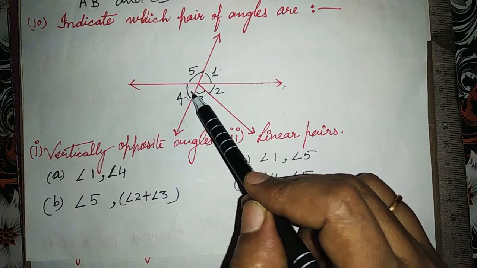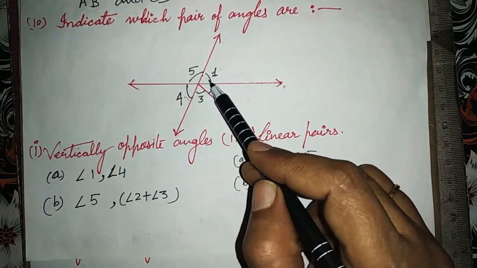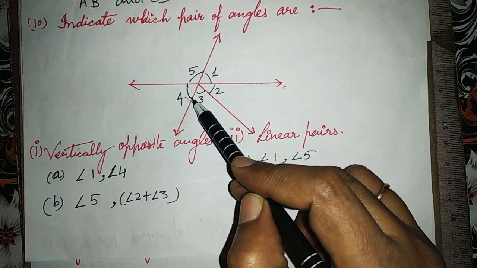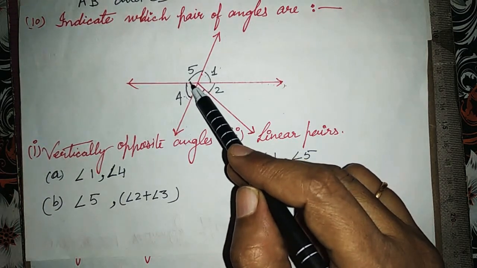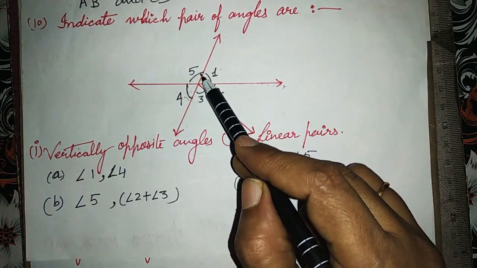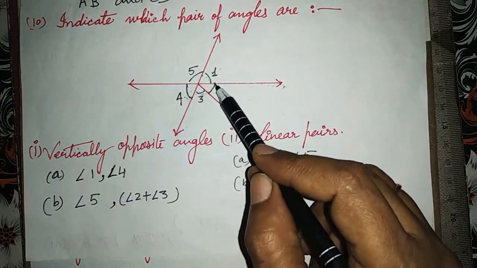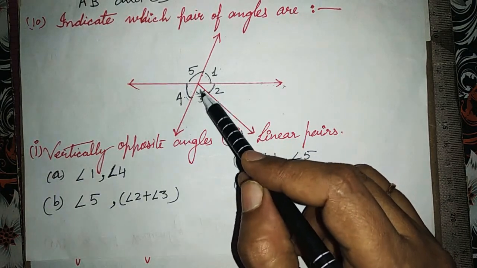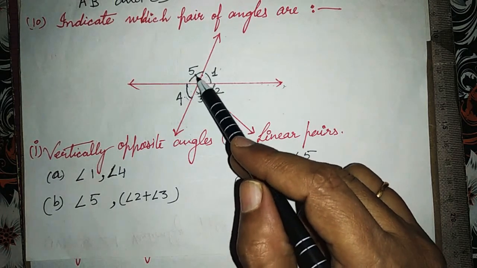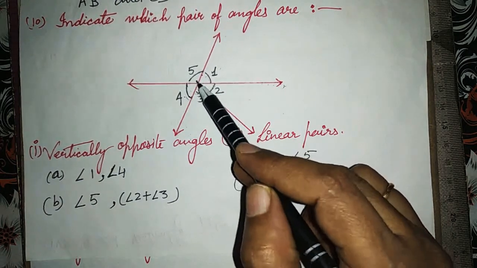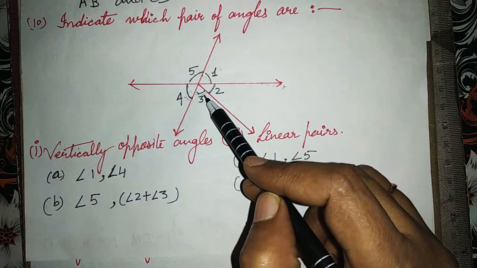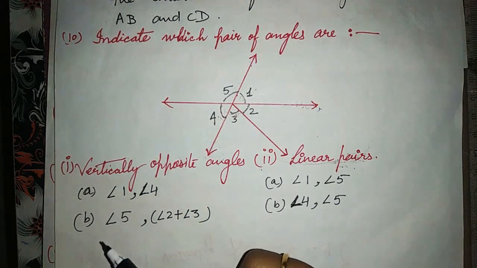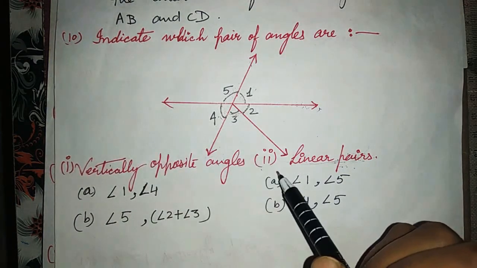Here angle 1 and 4 both are vertically opposite to each other and they are equal, because they are vertically opposite angles. So your one pair is angle 1 and angle 4, and the second pair of vertically opposite angles is angle 5 and angle 2 plus 3. Here the sum of angle 2 plus 3 is equal to angle 5, because they both are also a pair of vertically opposite angles.